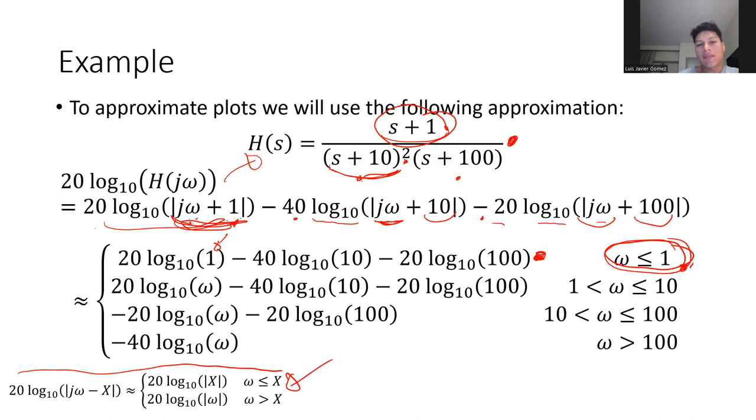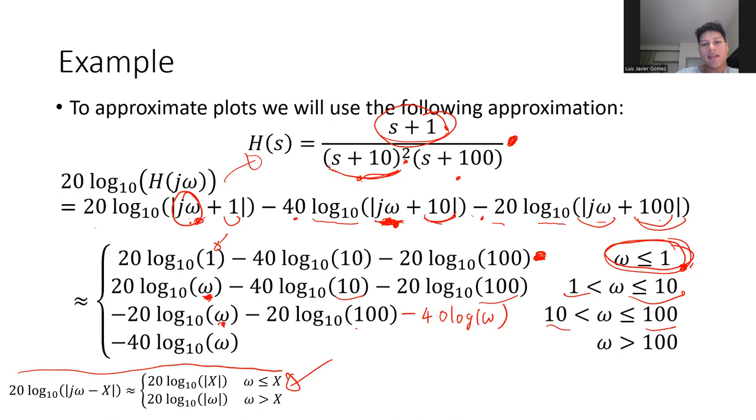Then between 1 and 10, omega is greater than the 1, so now we replace that here. The rest stay, since omega is still less than 10 and less than 100. Between 10 and 100, the 10 term now becomes j omega, and I should have an extra term here, negative 40 log omega. And then here the 100 stays.